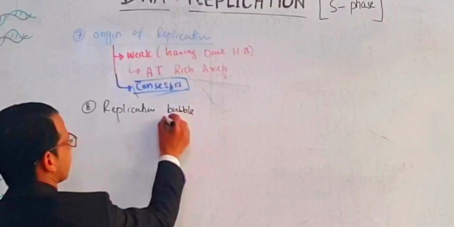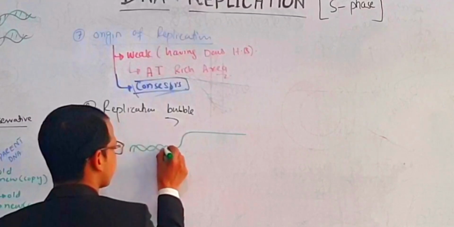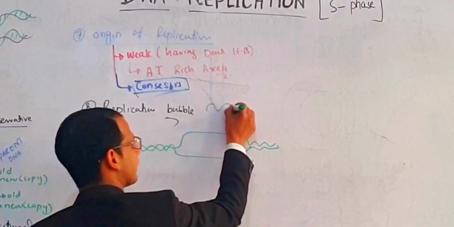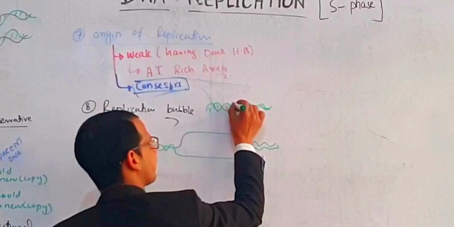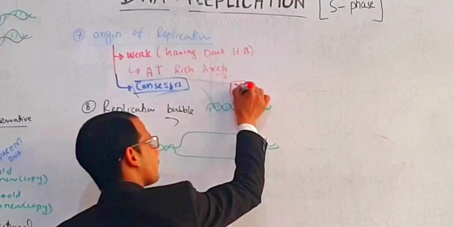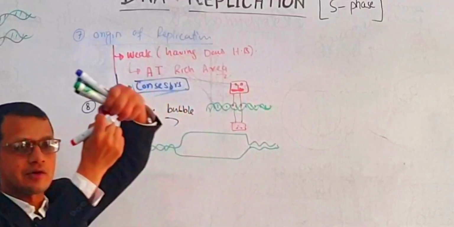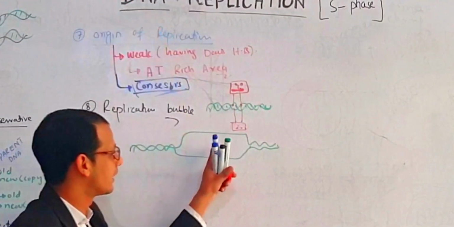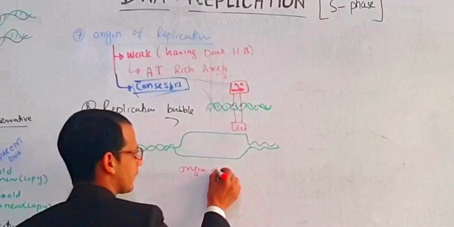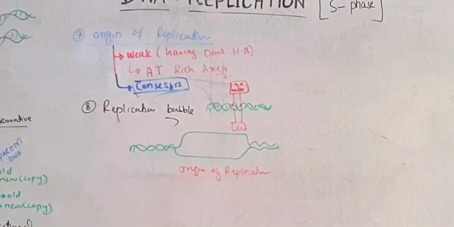Replication bubble. Right? For example, I have DNA here. Originally, this DNA is like this. Right? Someone is holding this strand, and from here also holding this strand and trying to separate these two strands, and they are now successful and separated. Right? This area is called the origin of replication, because the replication starts from here. Right? Replication starts from here.